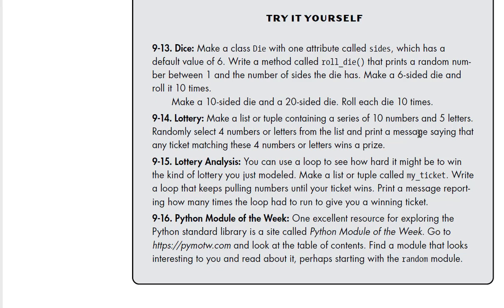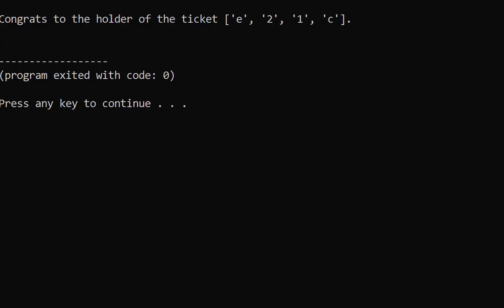So I'm going to be very, very specific as to 9-14 as to what I want you to use. I want you to use the sample method from random. I want you to Google it. It is very, very easy to use. Now the results of it would be something like this: Congrats to the holder of the ticket, and then these would be the 4 that are pulled.